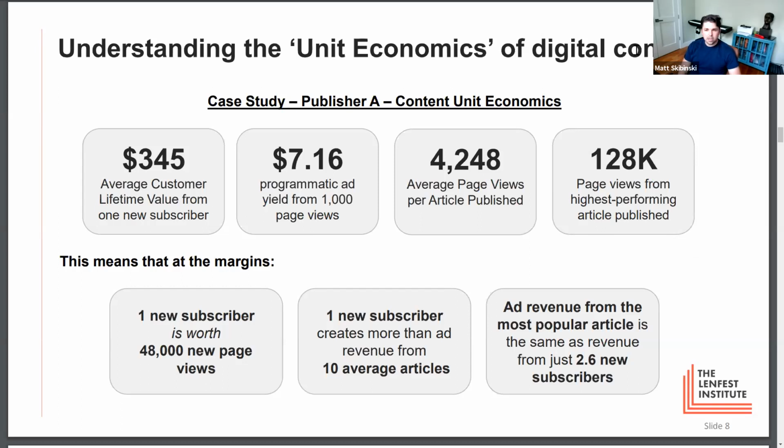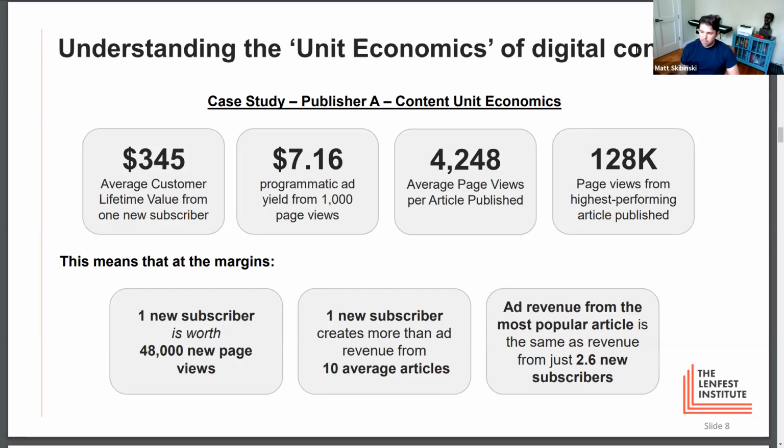But what does that mean? If you take those numbers, it means that one new subscriber, this is the title of the article and of the presentation, for that publisher, one new subscriber, looking just at revenue, is worth about 40,000 new page views. Because you get that just by looking at how many thousands of page views you need to reach $345 of programmatic ad revenue, because that's what the value of a new subscriber would be.